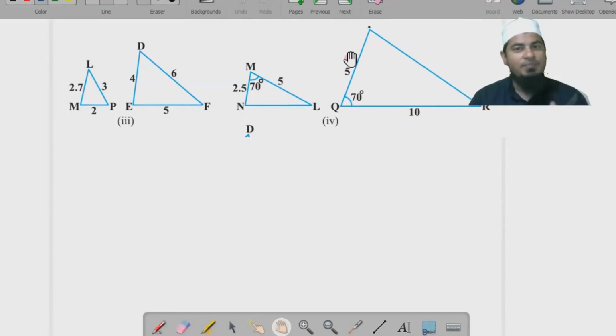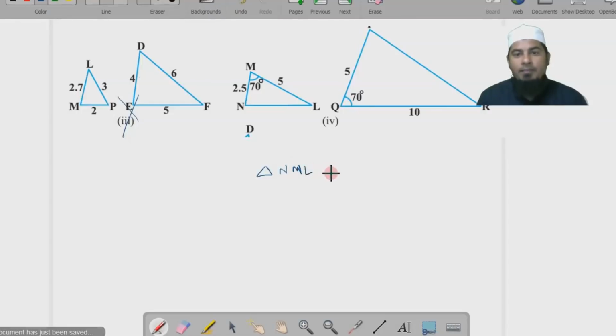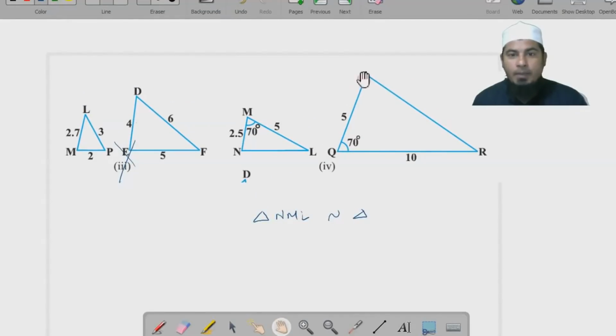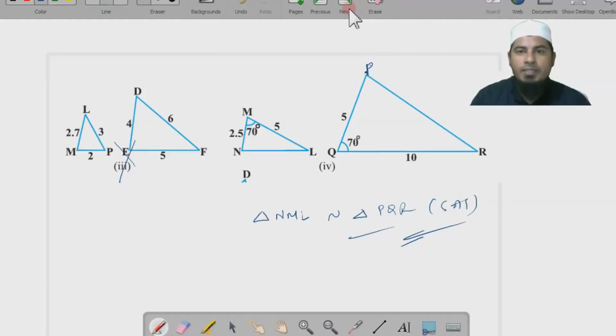So which triangle? Let us write the names of these triangles. Triangle NML is similar to triangle PQR. Writing in order is very important. In NM, I am going from 2.5 to 5. So we have to go like this. Here in PQR, the side is 5, and 2.5's corresponding side is 5, then the corresponding side of 5. NML is similar to PQR by the SAS criterion. Yes. Let us take another one.